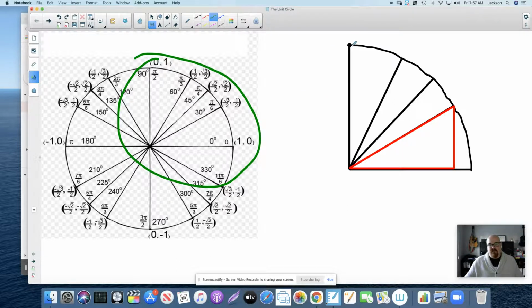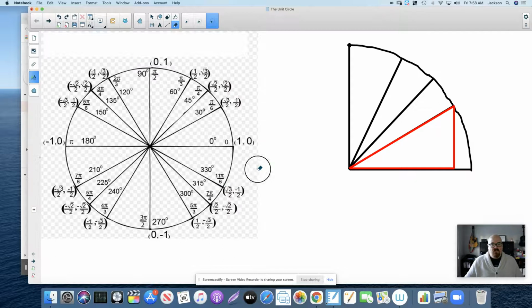So what I've done is I've taken this quadrant right here and brought it over and drawn it freehand. You can see the wavy little curve here, and we're really just going to focus on that for right now. First thing you need to understand about the unit circle is that its center is at the origin.